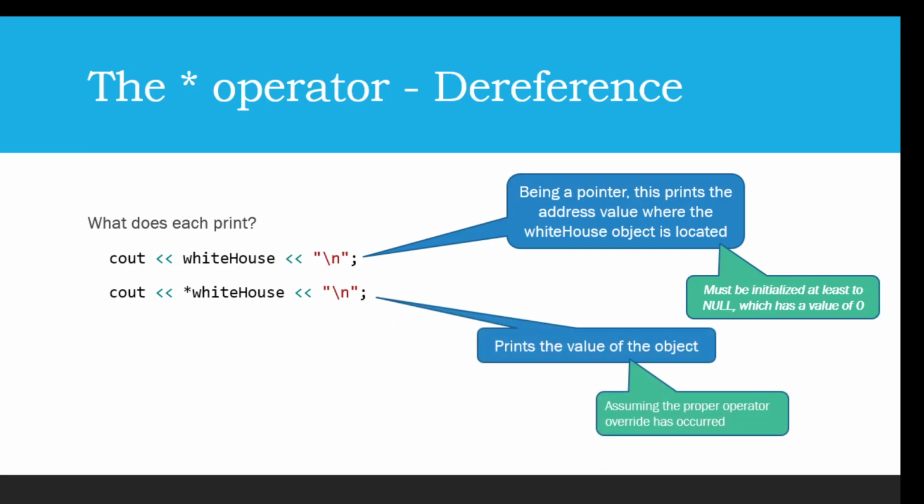So the White House with the star in front of it would print the value of the object. It's called the dereferencing operator, and that's assuming that it has that proper override. We talked about that in an earlier video. If I've overridden the arrow operator right there, then it will print out the value of the object appropriately. So that's an important difference right here. If I create something with a star and print it out without the star, it's going to print out the address value.